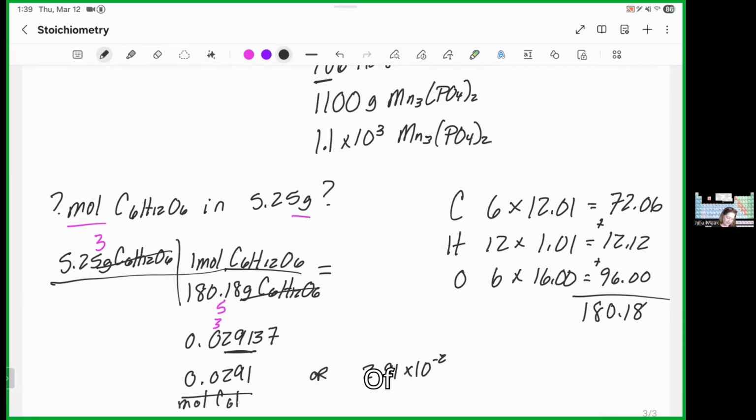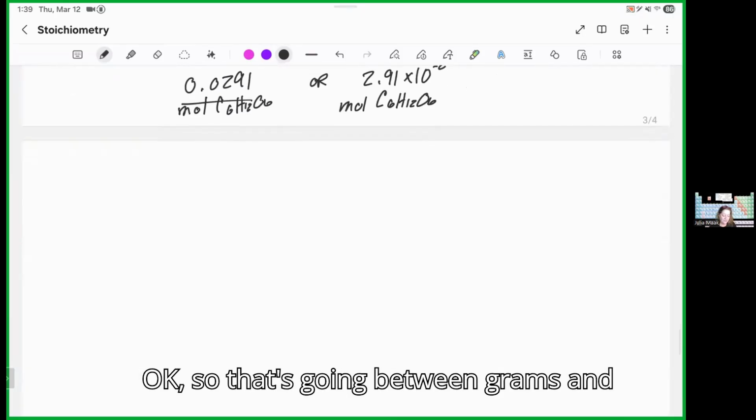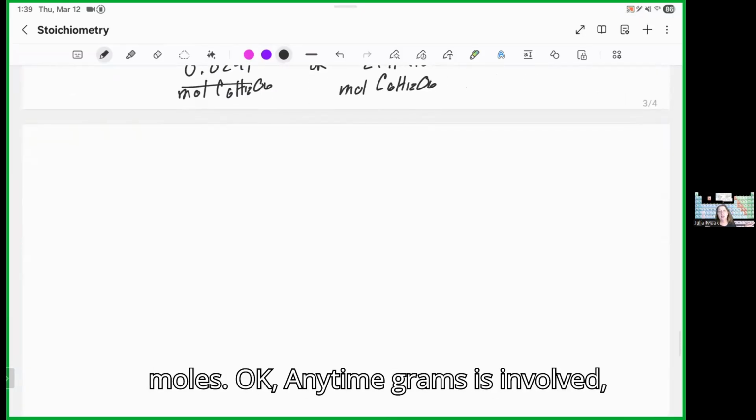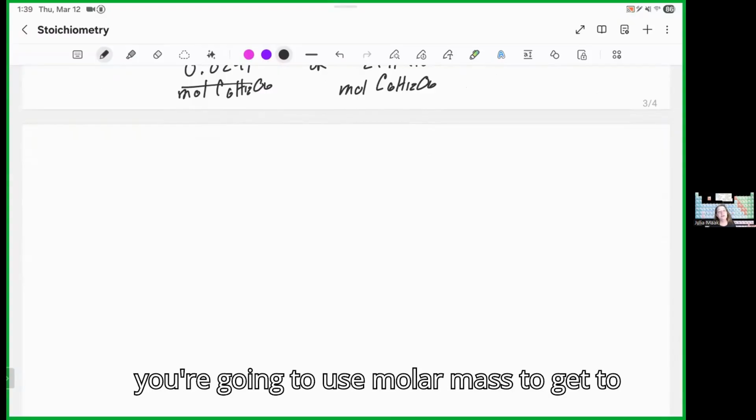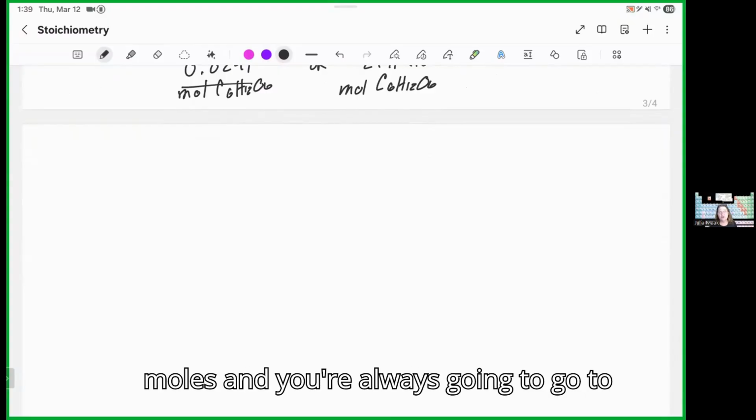Okay? So, and that is moles of C6H12O6. So that's going between grams and moles. Anytime grams is involved, you're going to use molar mass to get to moles. And you're always going to go to moles, if you don't know where to go, go to moles.